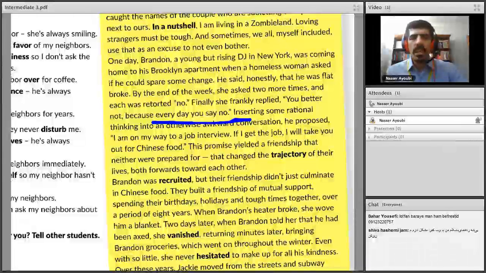Inserting some rational thinking into conversation. He wanted to add some rational, logical idea to the conversation, because the conversation was getting irrational. If he didn't want to do this, that conversation would be awkward, would be embarrassing. Imagine someone asks you for money several times, and each time you say no, and the person thinks you are really poor, poorer than him or her, maybe. So he wanted to add this rational thinking to the conversation. Otherwise, the conversation would be embarrassing.